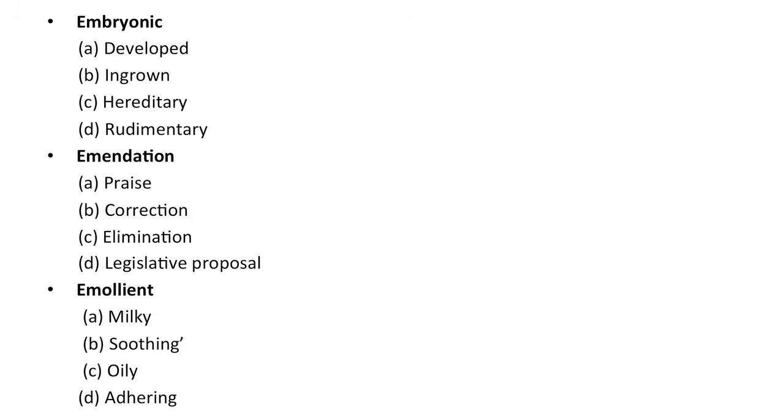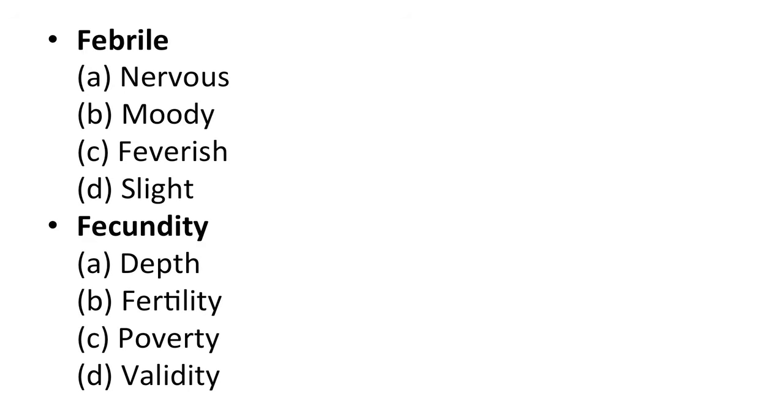Next slide, embryonic: developed, ingrown, hereditary or rudimentary. Emendation, please note there is no spelling error here, it is not amendation, it is emendation: praise, correct, elimination, legislative proposal. And next word is emollient: milky, soothing, oily, adhering. Next word, febrile. Choices are A, nervous, B, moody, C, feverish, D, slight. Next, fecundity: A, depth, B, fertility, C, poverty, D, validity.